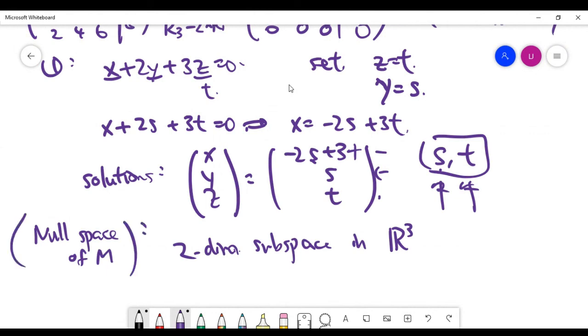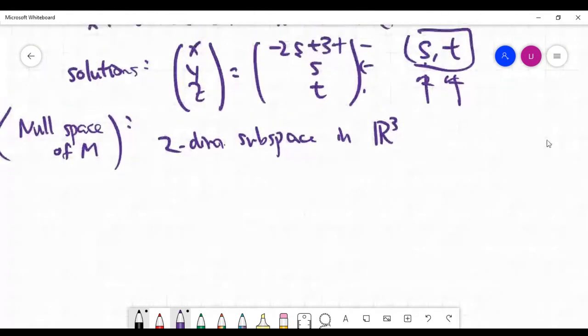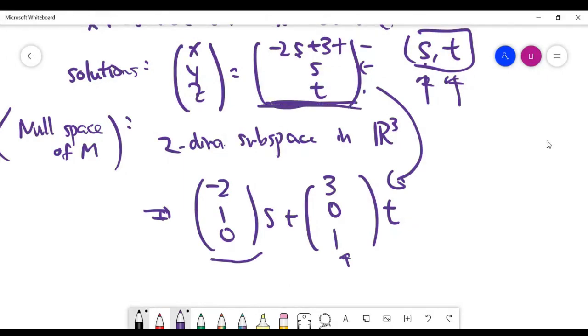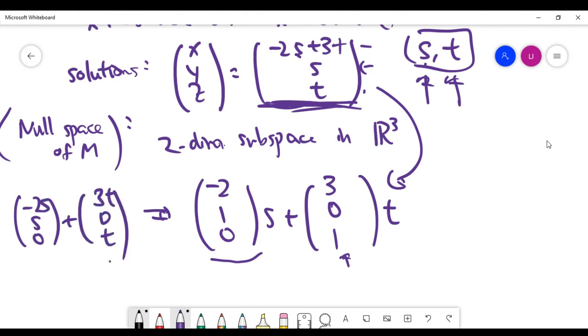If you try to write it in a more careful manner, you can look at the solutions again, because I can split the 2 variables s and t like that. If you split it, what you're getting is something like this. It's minus 2, 1, 0 for the first vector attached to the first variable s. And for the second vector, it's going to be 3, 0, 1. If you don't see what I'm doing, I'm basically trying to separate the variables. For example, I can separate it like this, and then you automatically get what we have here.